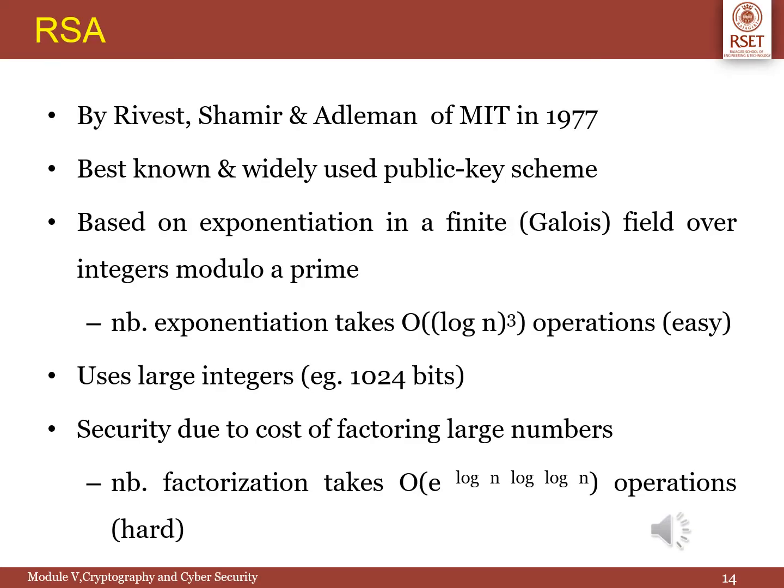Here we are going to describe one of the famous public key encryption algorithms, RSA. RSA is an abbreviation of three mathematicians by the names Rivest, Shamir, and Adleman. The RSA scheme is a cipher in which the plain text and the cipher text are integers between 0 and n minus 1 for some n. A typical size of n is 1024 bits.